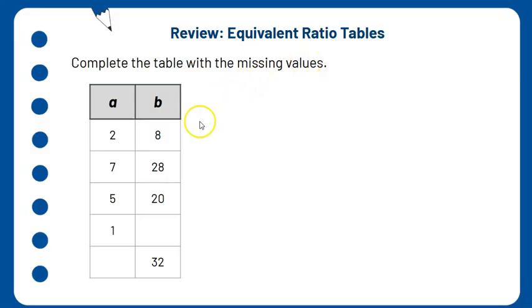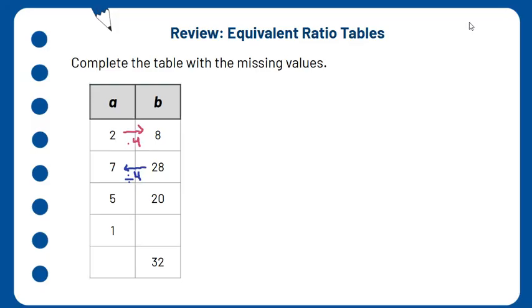Let's look at the filled in rows to get a sense of what's happening in this table. I can multiply 2 by 4 to get 8. So in this equivalent ratio table, I can multiply any A value by 4 to get the B value. Let's look at the next row. I can divide 28 by 4 to get 7. So in this equivalent ratio table, I can also divide any B value by 4 to get the A value.